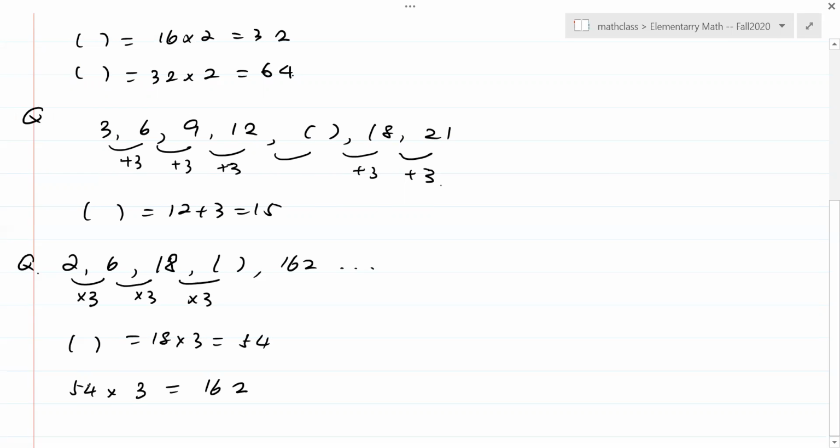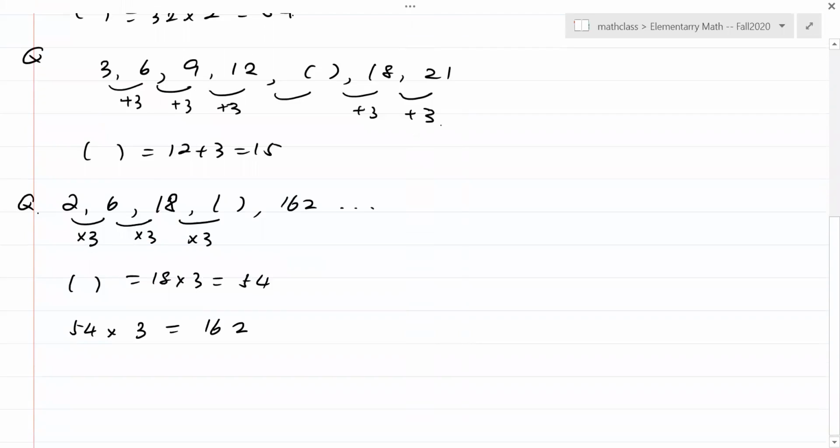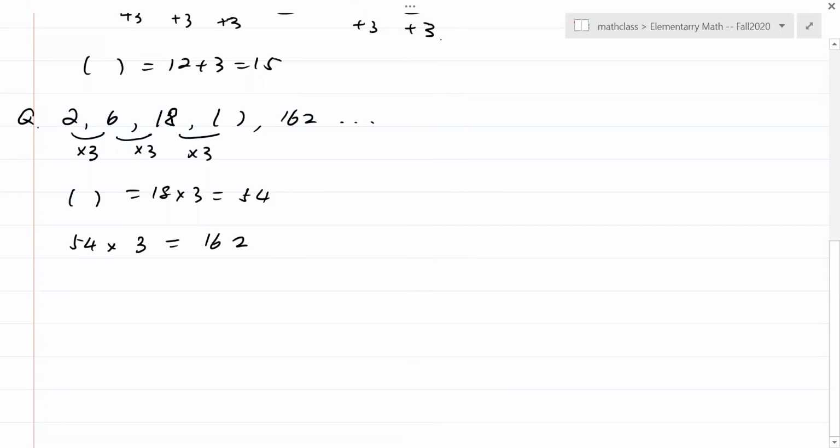So yes, sometimes there are multiple possibilities from the first three numbers. Then you find out that if you multiply by 3, you are not able to get 162. Then maybe it's another operation you're using. We call it an operation on the numbers. So that's the reason I want you to double check whether you still can get 162.